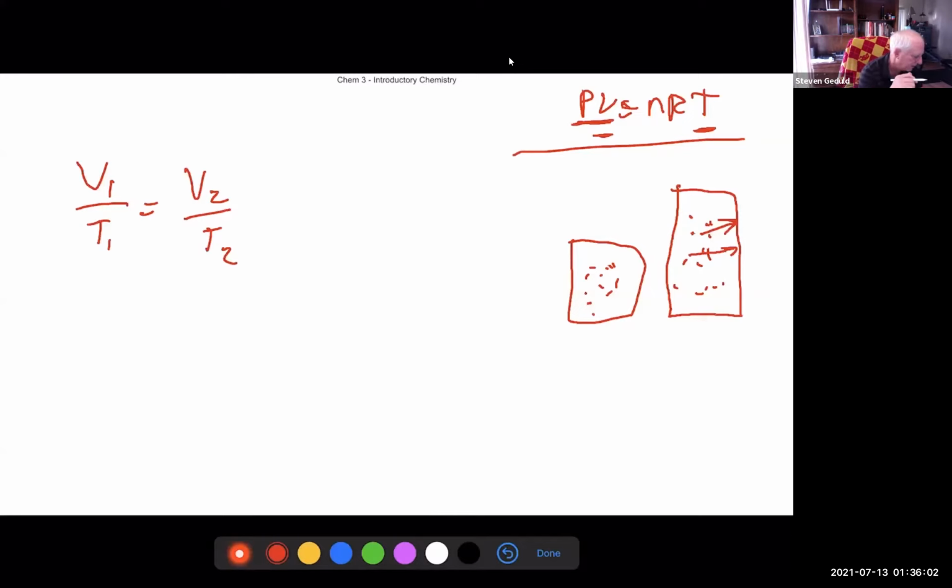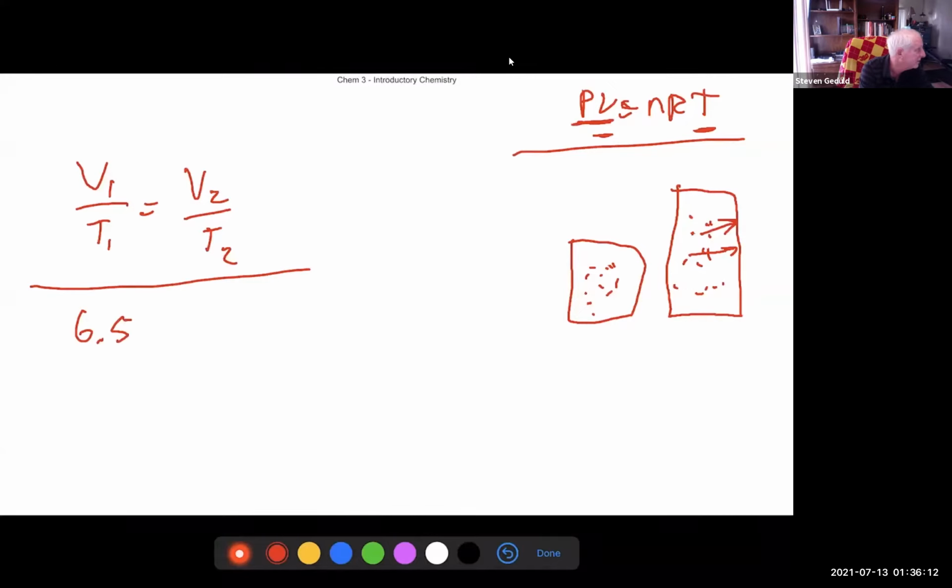Okay, so let's do an example with V1 or volume. Say you have a container, an initial volume of a gas. We're going to take an initial volume of 6.5 liters. Okay, initial temperature.